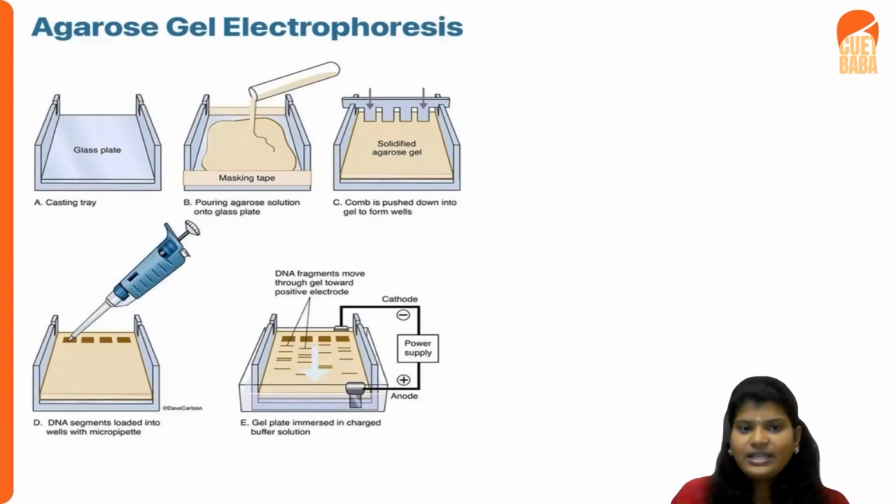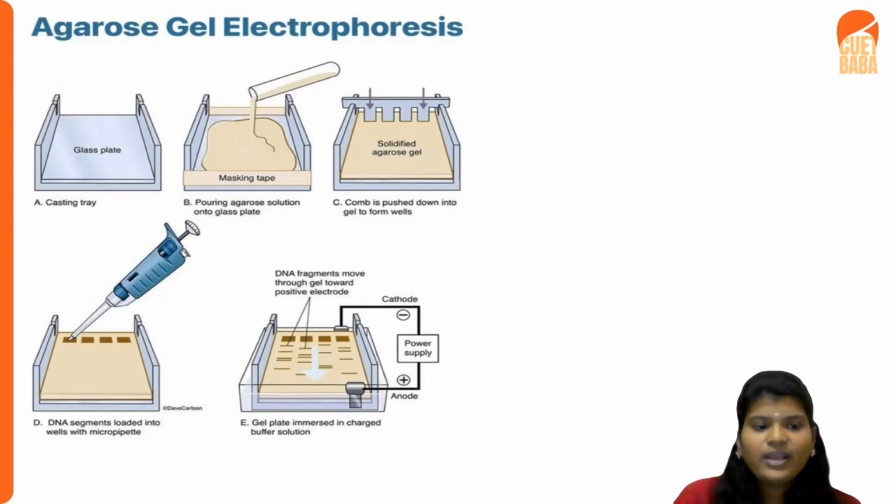When we are heating, the gel will be in liquid form. After the cooling process, it will be in solidified form. Before the solidification, we have to place the comb. You can see the third diagram. The comb is inserted in the agarose gel for forming a well. In that well only we are going to load the DNA sample.